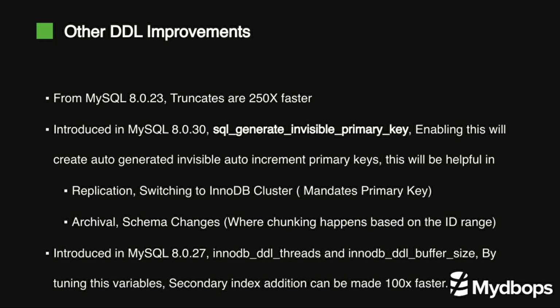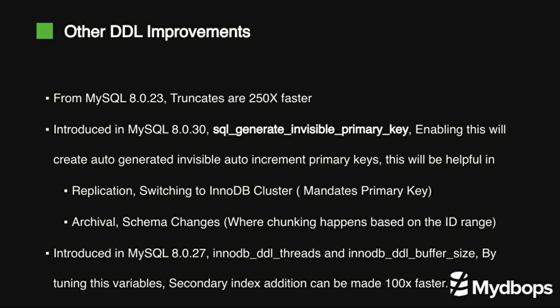And one more feature that was introduced in MySQL 8.0.30 was sql_generate_invisible_primary_key. By enabling this, it will create an auto-generated invisible auto-increment primary key. This will be helpful in replication and switching to InnoDB Cluster, which mandates the primary key. So if you are facing challenges in migrating your systems or tables to a cluster, but you don't have a primary key, which is mandatory for using InnoDB Cluster, you can still enable this option and run this.